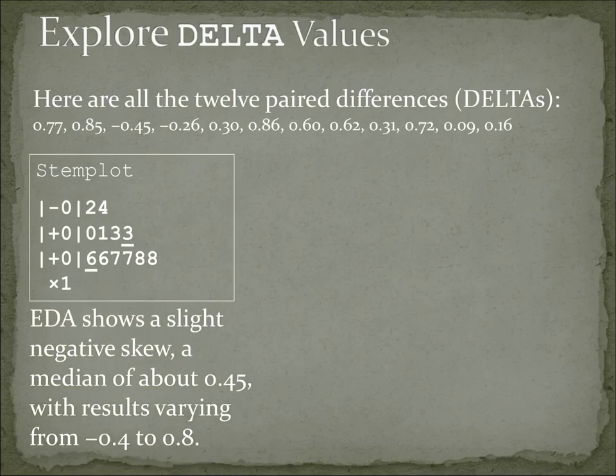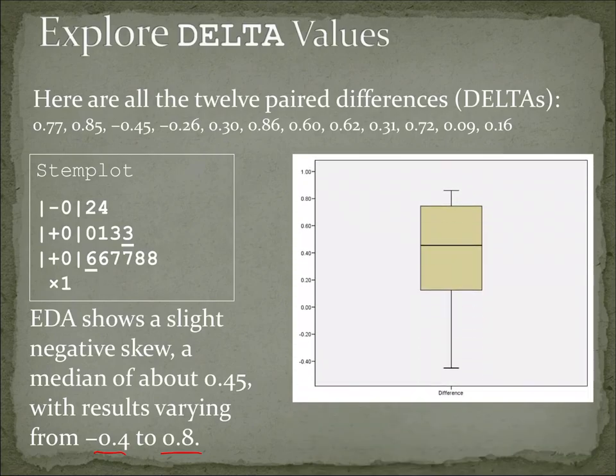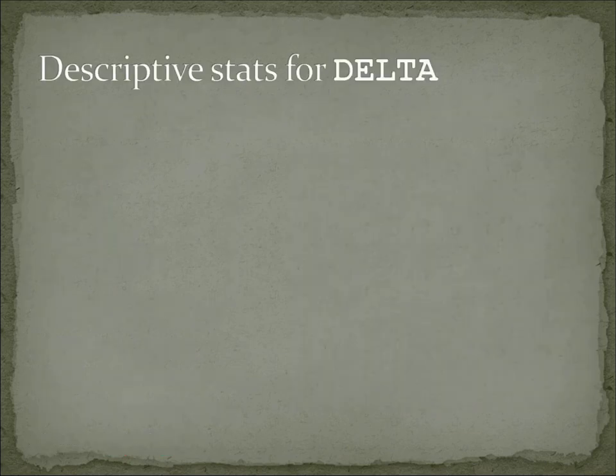This is them represented as a stem plot. It shows a slight negative skew with a median about 0.45, with results varying from a negative 0.4 to positive 0.8. Here is your box plot. So a great summary. You can see your Q1, Q2, Q3, Q4, and your median where the majority of the data points lie. This is just a visual representation of it.